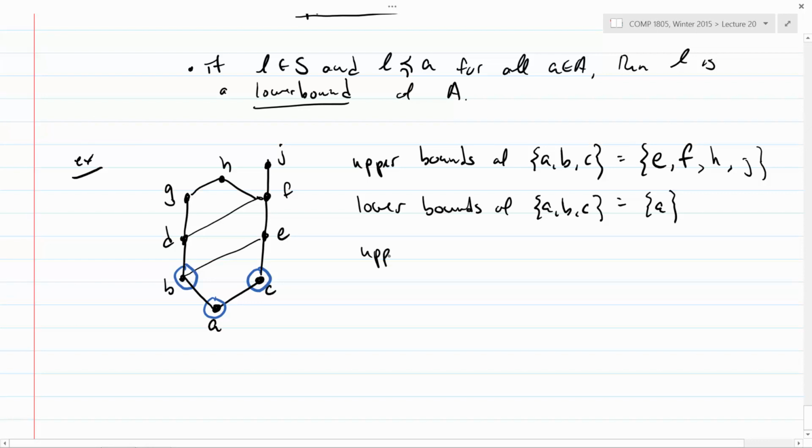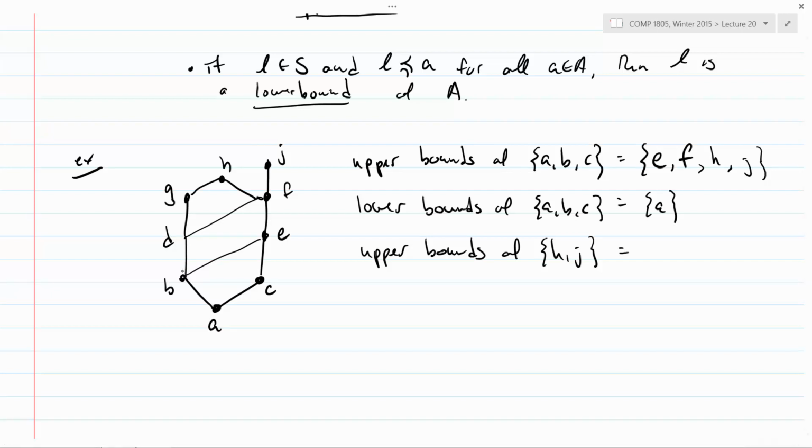Okay, what about upper bounds of H, J? So now we're looking at something else. Right, H, J are both at the top. There's nothing above them, which means they could only have an upper bound if they were comparable, but they're not comparable, so there is no upper bound. There's no upper bounds of H and J.